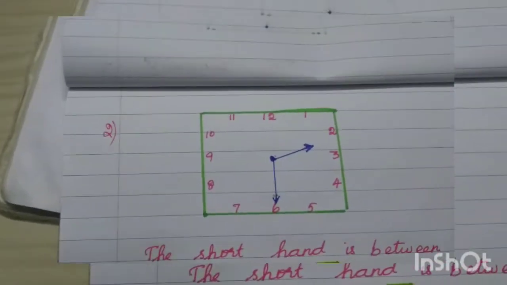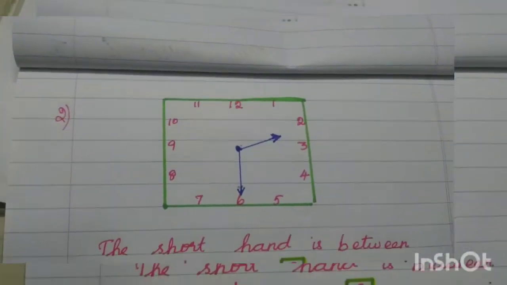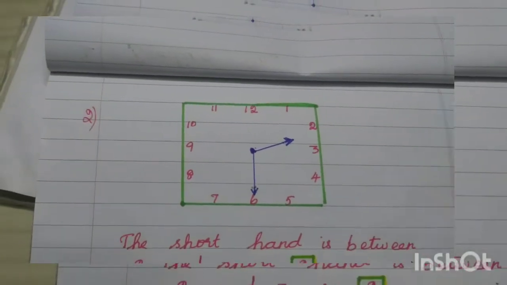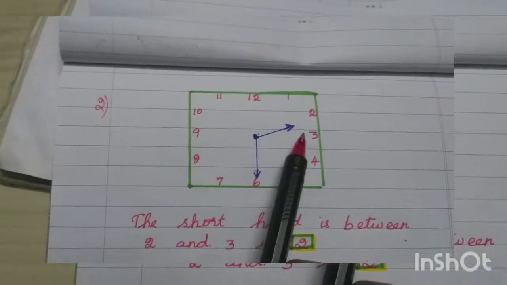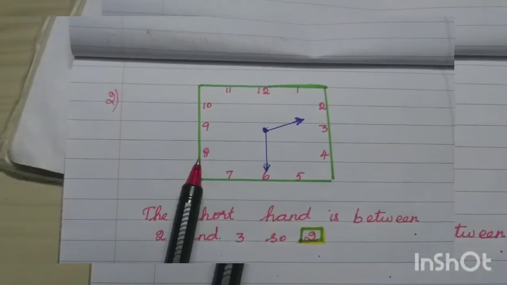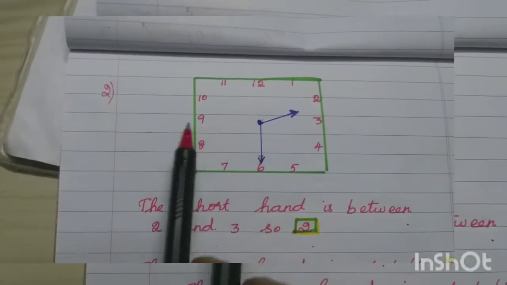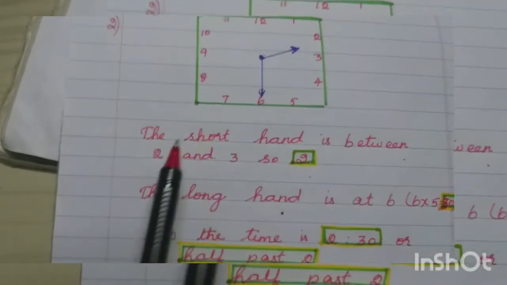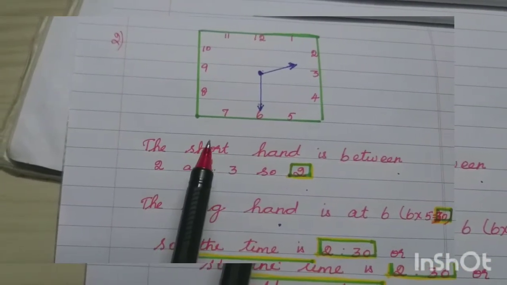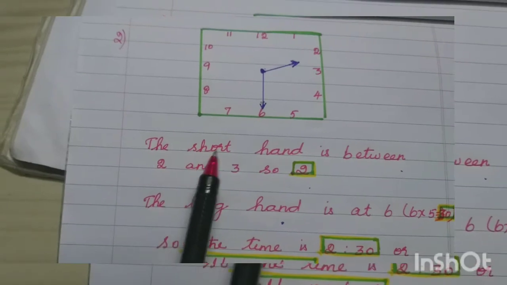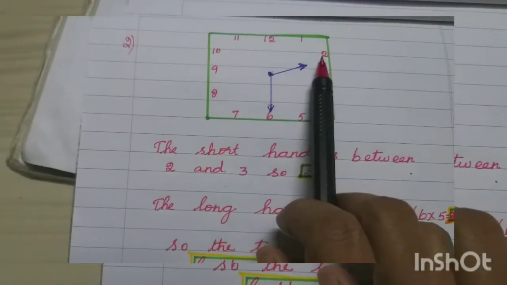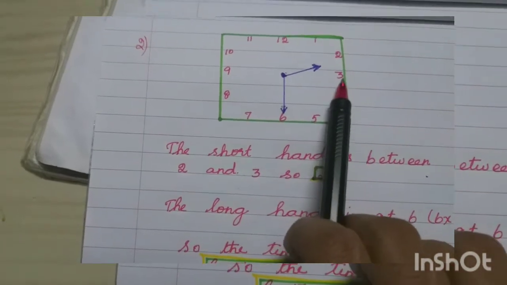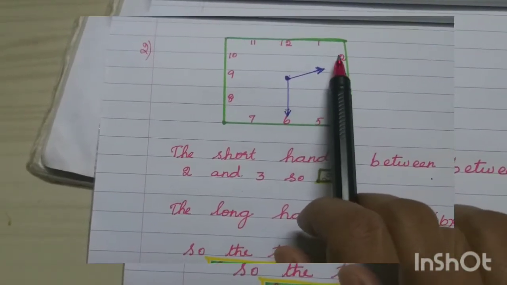You should draw one diagram only in each page. Draw a very big clock. And the second one, this is the question. You have to read the time. What time is it? First of all, we should see the short hand. The short hand is between 2 and 3. Not 3 and 2, first of all 2 and 3.